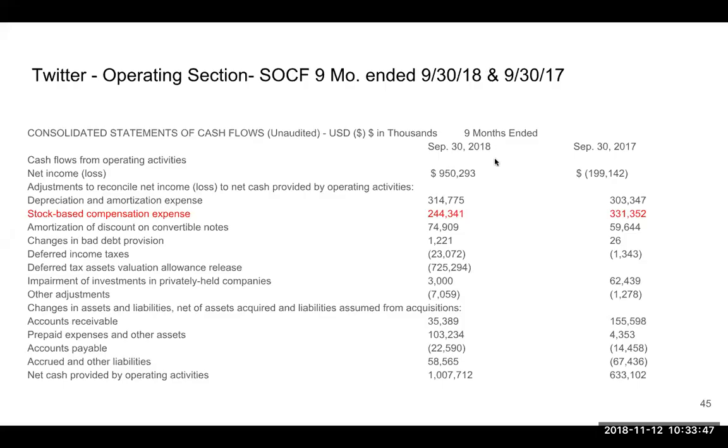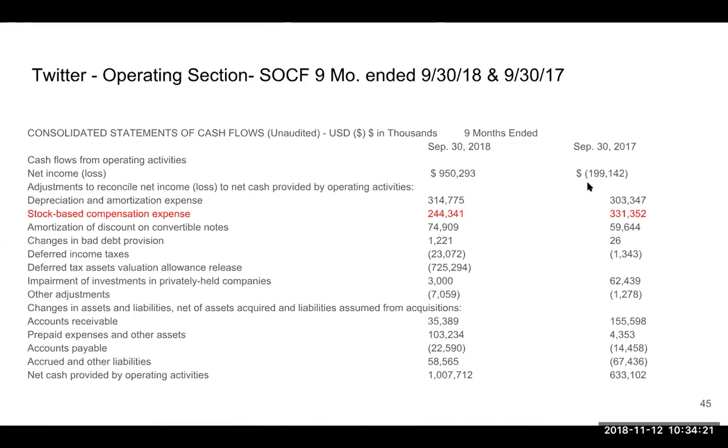And we're back. And so with Twitter, Twitter had a net loss for the 9 months ended September 30th, 2018. Excuse me, they had a profit, excuse me, Twitter. They had a profit of $950,293. But if you look at, say, here for the 9 months ended September 30th, 2017, Twitter was operating for financial statement purposes as a net loss, at a net loss of almost $200 million.